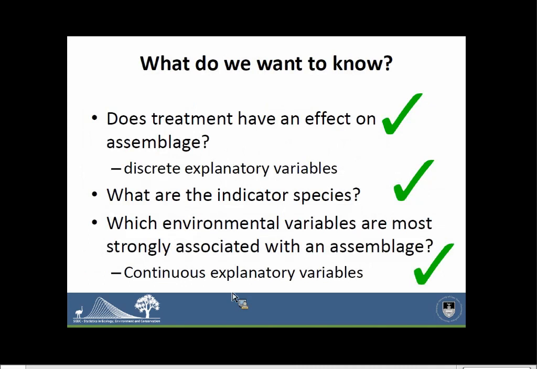Okay, so now what do we want to know? We know we can determine whether treatment has had an effect, what the indicator species are, and which environmental variables are most strongly associated with an assemblage. These are the basic questions that we would ask in terms of an ecological question.